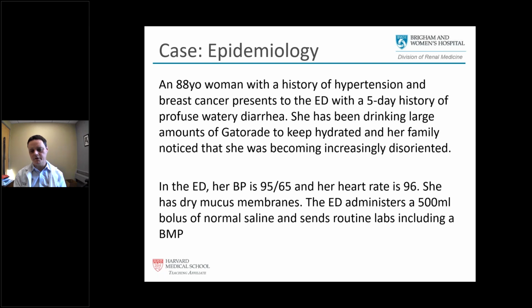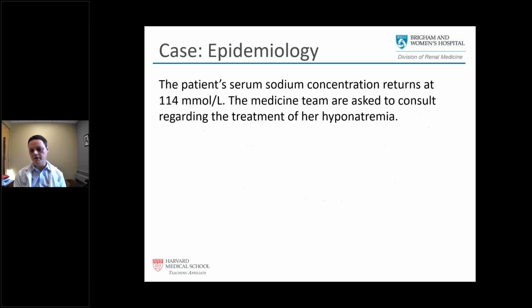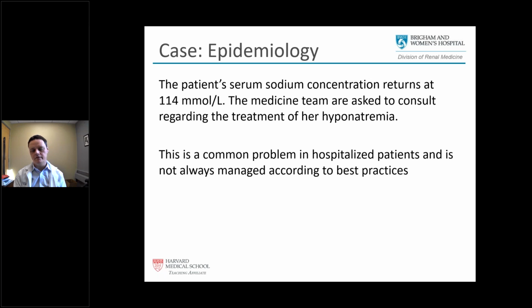In the emergency room, her blood pressure is 96/65, and her heart rate is 96. She has dry mucous membranes, and the ED administers a 500 ml bolus of normal saline and sends routine labs, including a BMP. This is a very typical presentation. The patient's serum sodium concentration returns at 114, and the medicine team is asked to consult regarding the treatment of her hyponatremia. So this is extremely common.